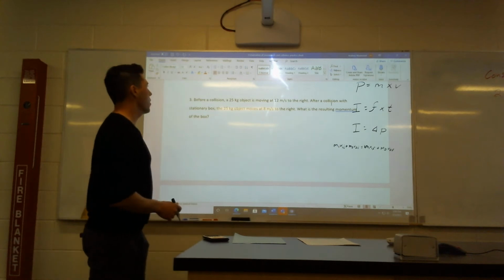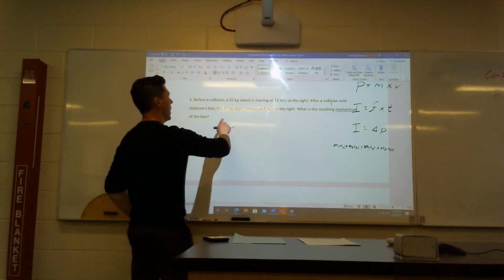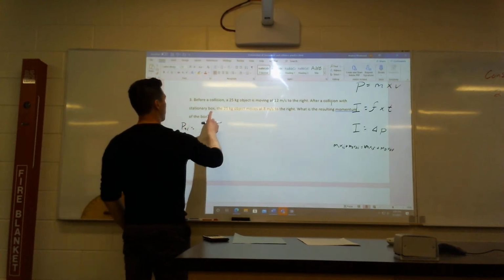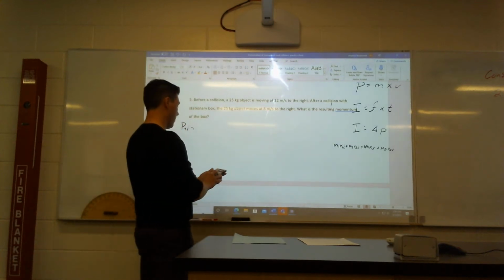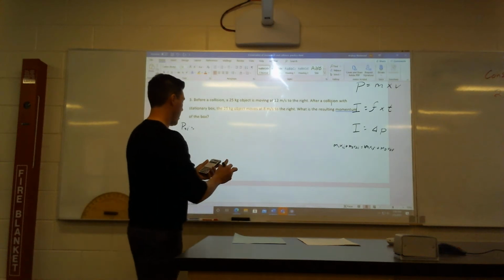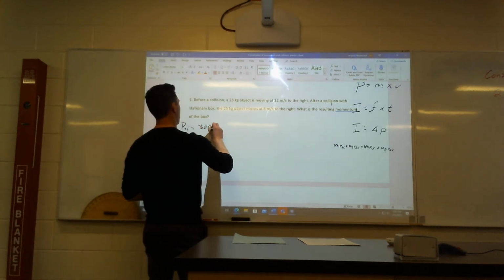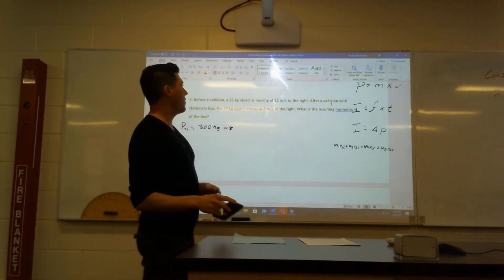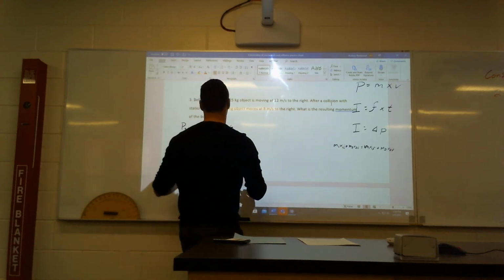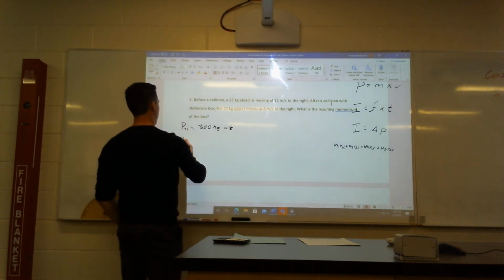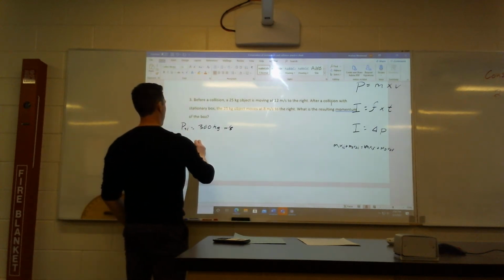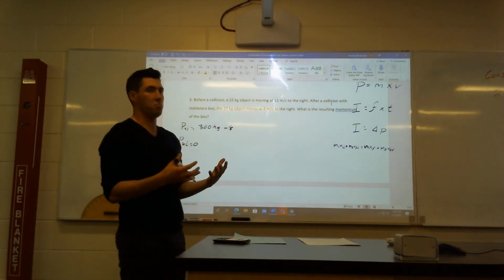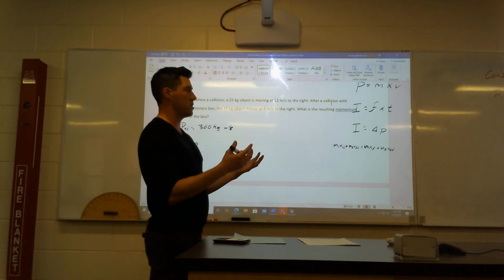Question 3. Before the collision, a 25 kilogram object is moving at 12 meters per second. Let's look at momentum of A initially. 25 times 12 is 300 kilogram meters per second. After the collision with some kind of stationary box. Initially this box had a momentum of 0 because it's a stationary box.